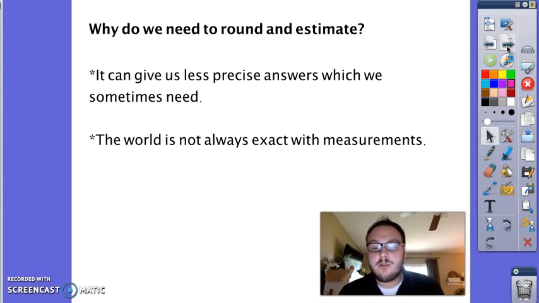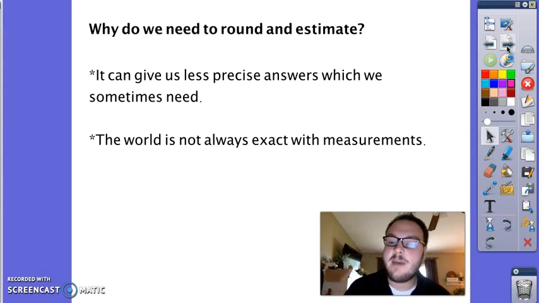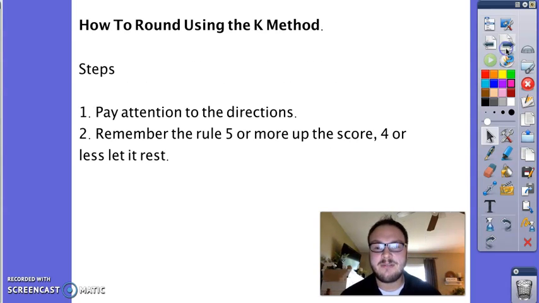And the other reason is because the world is not always in exact measurements. What really resonates with me is money, especially when you're doing conversions with other countries. A penny might not be worth 1 cent somewhere else. It might be worth like 0.008, but we can round that up to just 1 cent. So that's why we round and estimate, to help us get relative ideas of how much something is worth. With that being said, I'm going to go through some methods to make rounding and estimating a little easier for us.